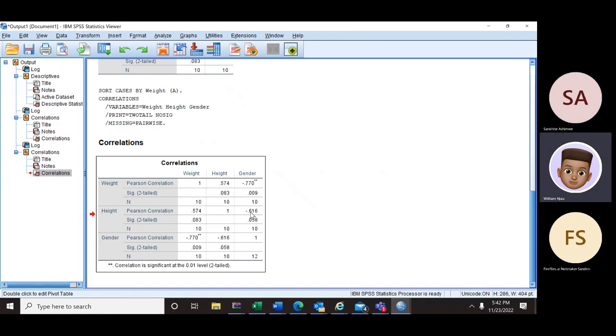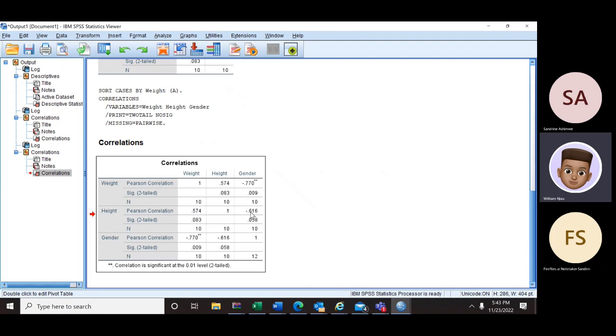Now, the correlation between weight and gender has asterisks on top of it, those two stars there. Whenever you get an asterisk, SPSS is bringing your attention to it. It's calling out that data for you to look at. In essence, it's trying to tell you that the data is significant.